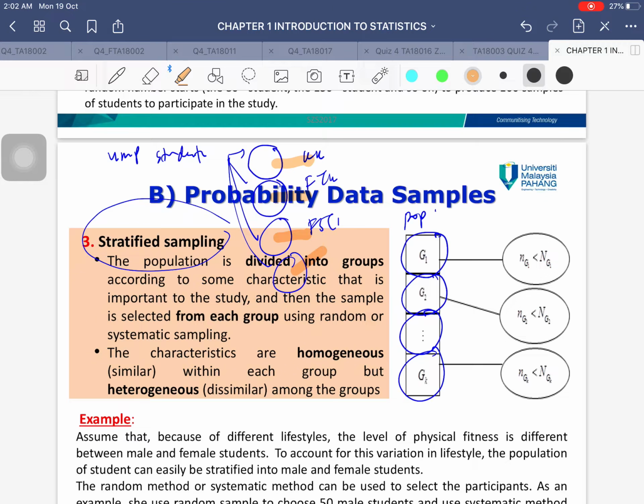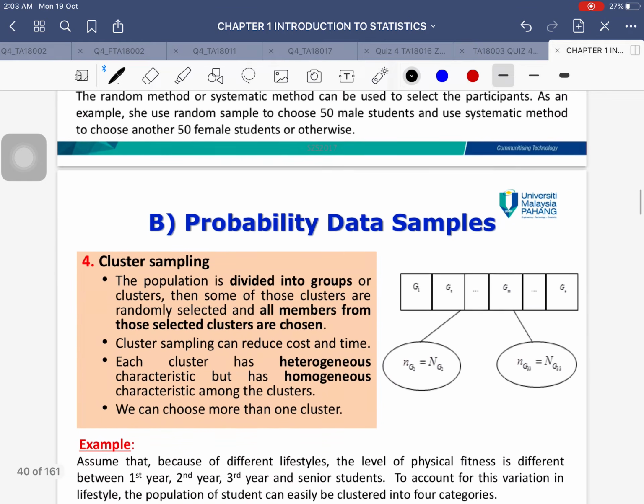Okay, and how do you pick those people? So there are two ways. It could either be random sampling, so you call it random stratified sampling. Or it could be systematic. So that's possible as well. Systematic. What is wrong with my spelling? Okay, so that is how you pick the person from each of the groups that you have over here. The main point is that your sample has to come from each of the groups. So that's called stratified sampling.